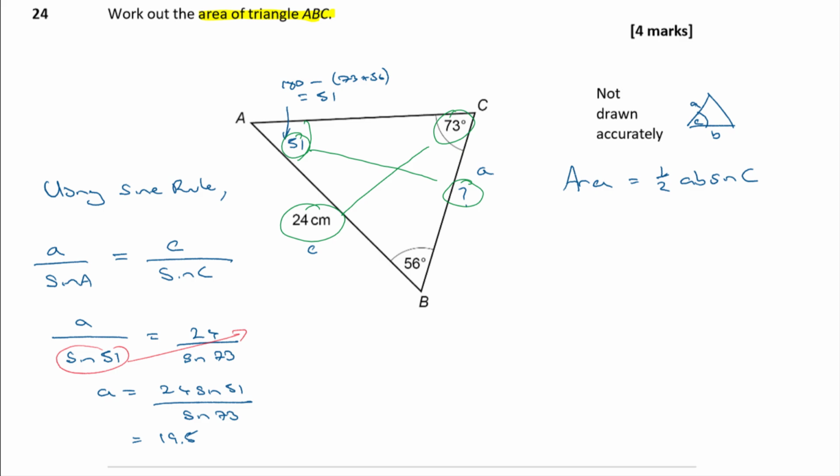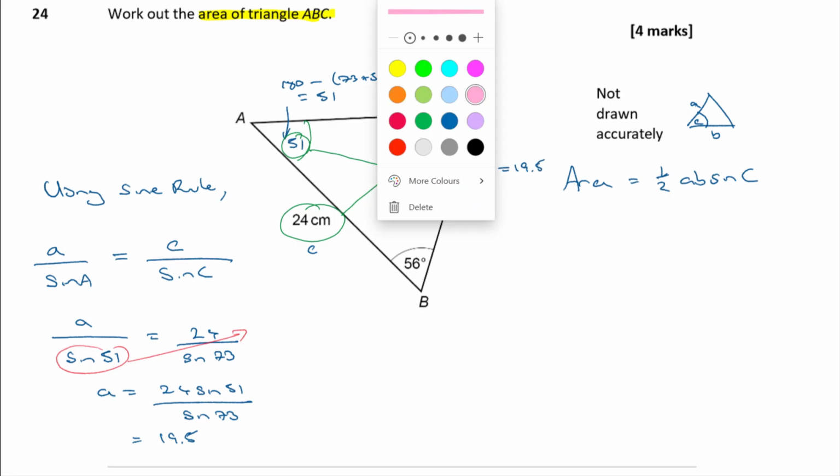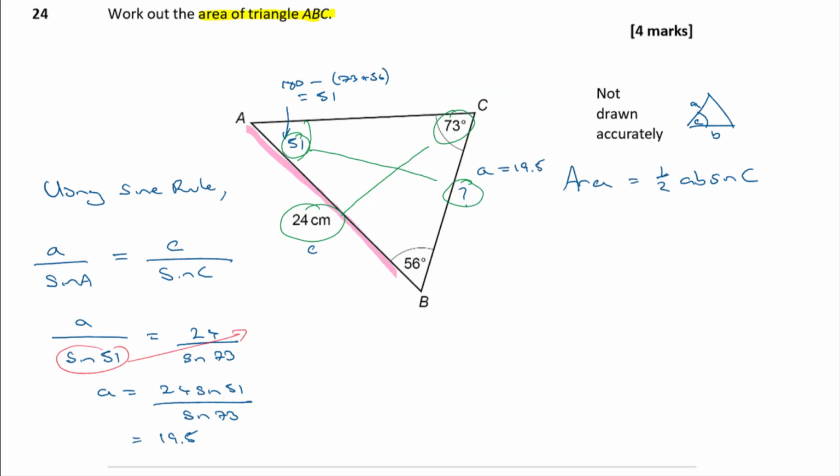Right, and then moving over to the area formula. Now we've got 2 sides and an included angle because we know A is equal to 19.5 now. So now we've got this side and we've got this side. We know both of those and we know the included angle, and that's what we're going to use here then.